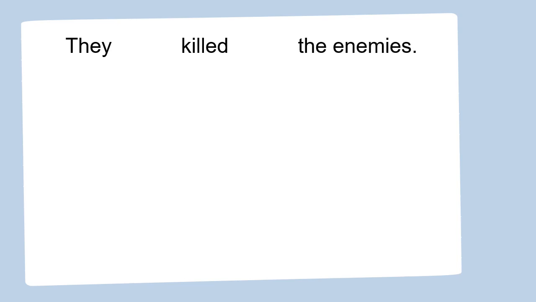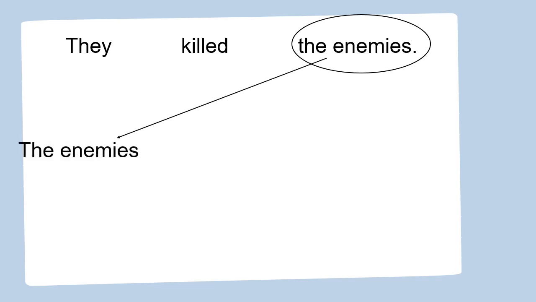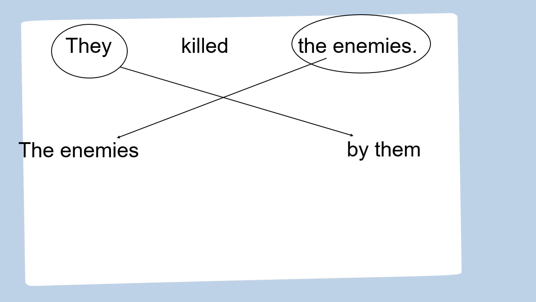They killed the enemies. Enemies over here is the object. When we are making passive, it will become the subject. They, third person, will become them, by them. Killed is already, the second form of kill is killed and the third form of kill is also killed. Were killed. The enemies here is plural, were we use for plural, were killed by them. The enemies were killed by them.